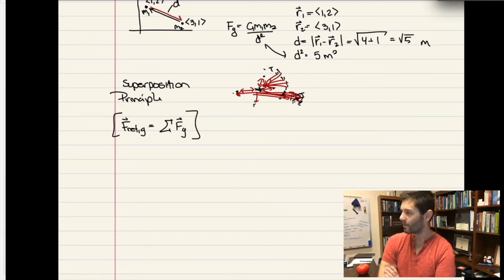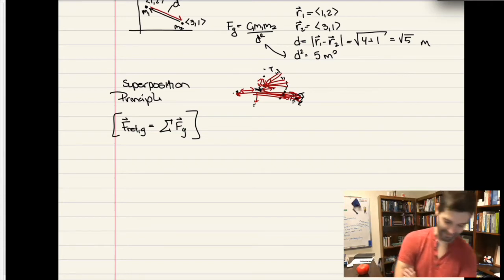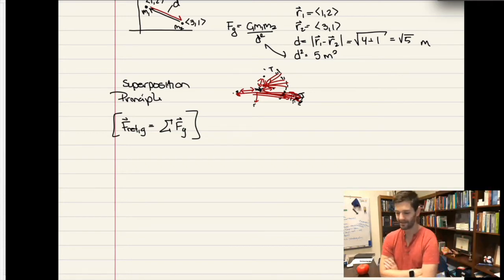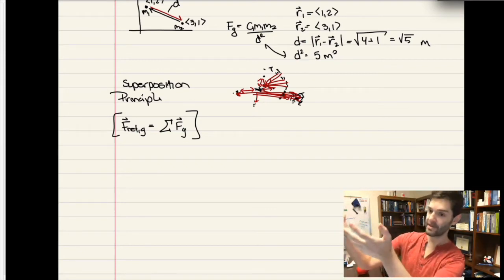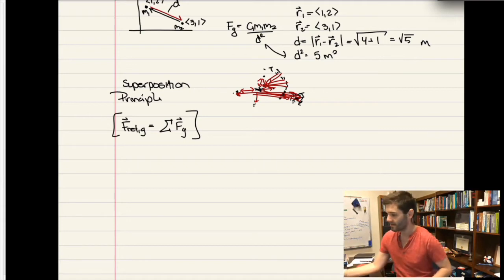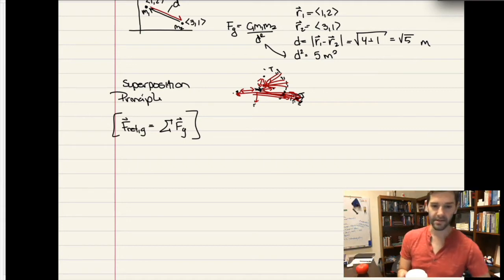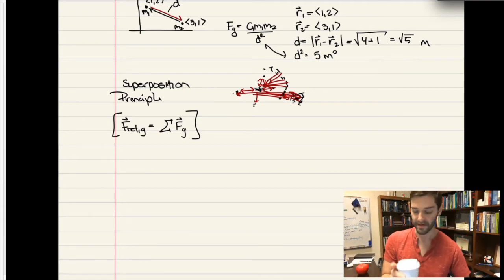Now you might be wondering why, this is not new, you might be thinking. This is not new at all. We did this when we did Newton's laws. The net force on an object equals the mass times acceleration. You add up all the forces and look at how they in net contribute to the object's motion.